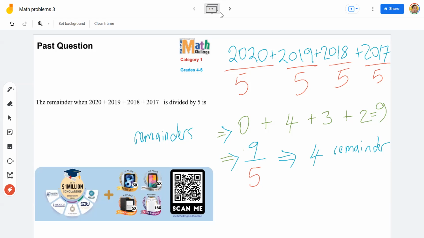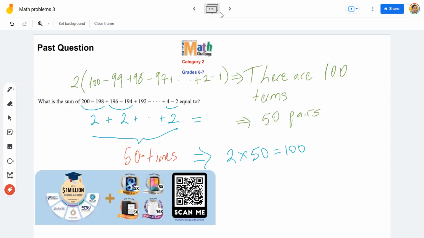The second question is from an upper category. We have a sequence of numbers with addition and subtraction, and the three dots mean it continues. For example, the next one is 190 minus 188, then 180 plus 188... So it's hard to do one by one, and it will take a long time. We should find an easy way.